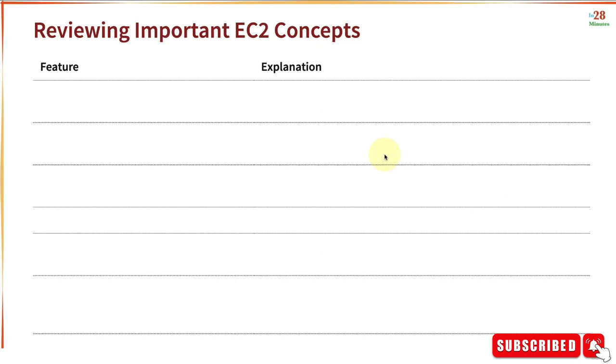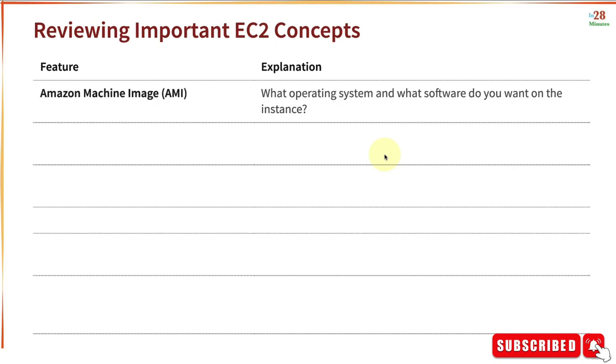In this step, let's review some of the most important EC2, or the Elastic Compute Cloud, concepts. Let's start with the Amazon Machine Image, or the AMI. What operating system and what software do you want on your EC2 instance? That's what AMI represents. It gives you a starting point with a specific operating system, and you can also customize the software that you would want on your EC2 instance.